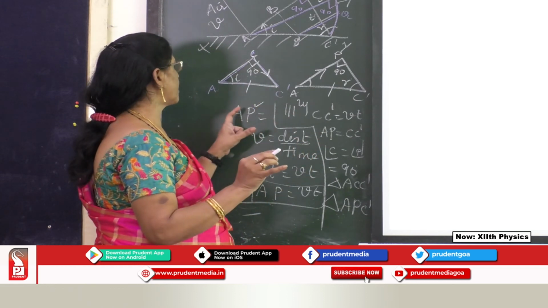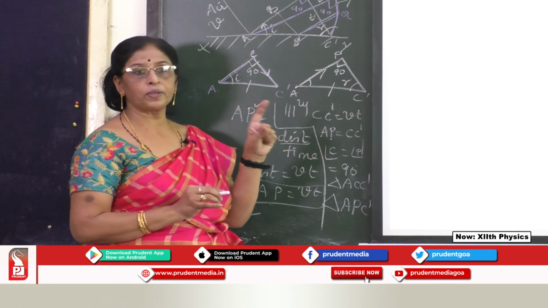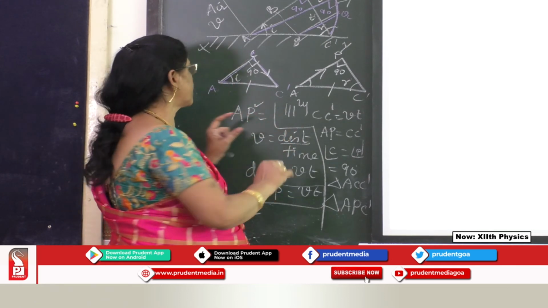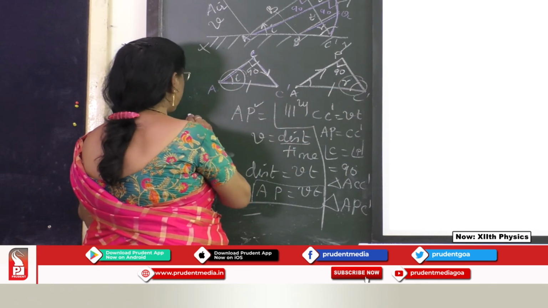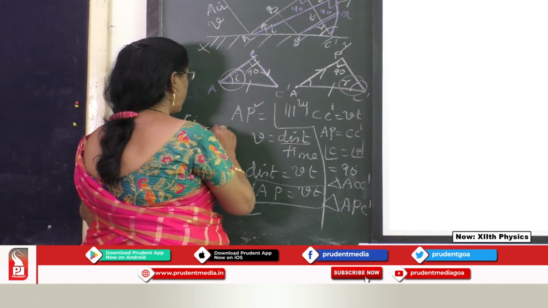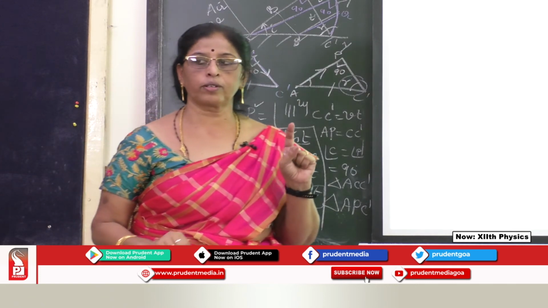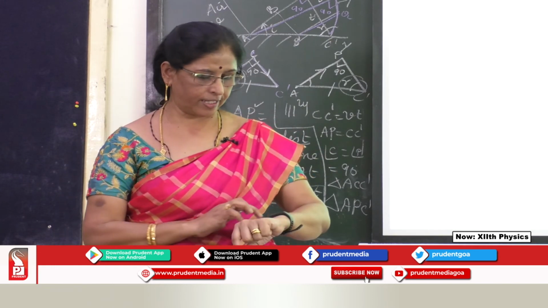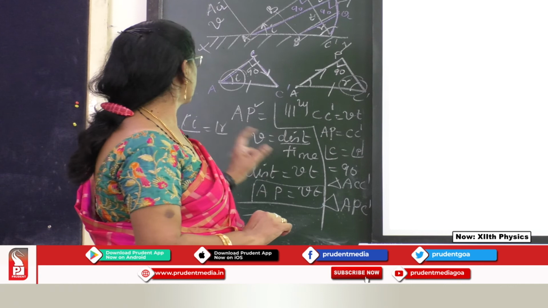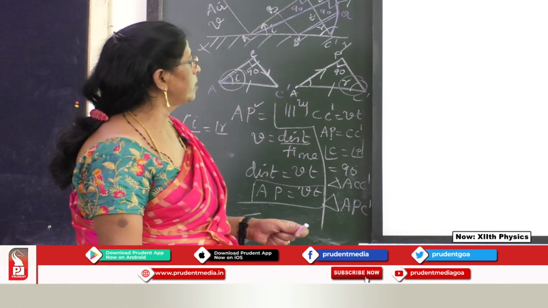Therefore, by congruency, this angle equals this angle. Angle I equals angle R. This proves the first law of reflection, which states that the angle of incidence is equal to the angle of reflection. Now, please look into this.